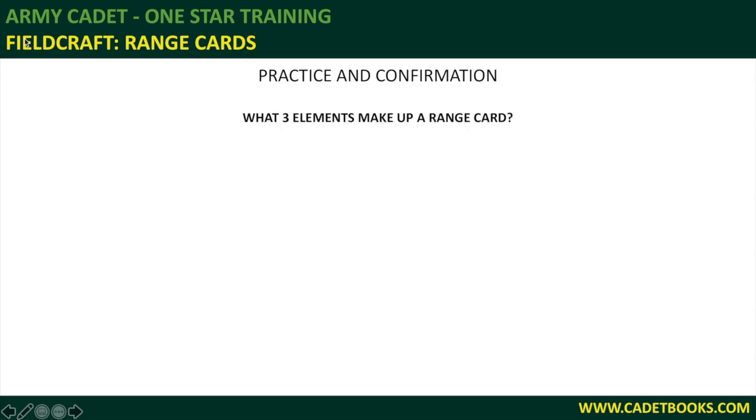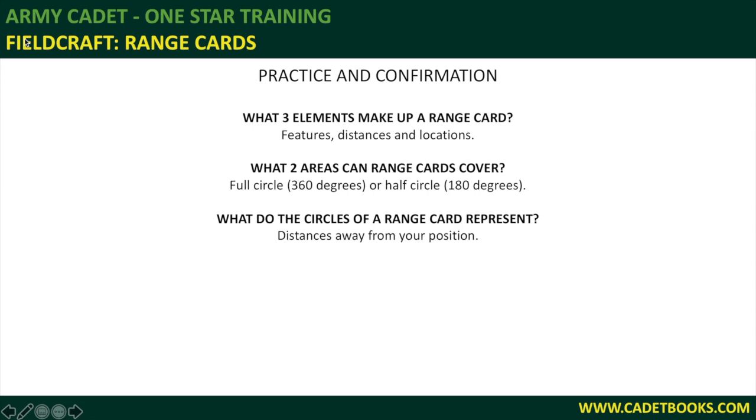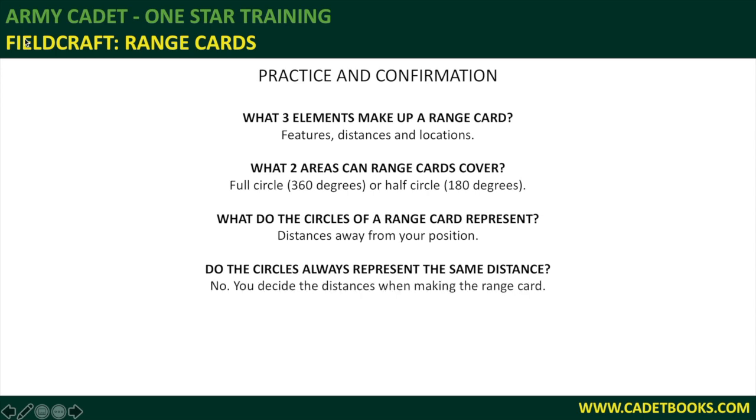Practice and confirmation. What three elements make up a range card? Features, distances and locations. What two areas can range cards cover? Full circle, 360 degrees, or half circle, 180 degrees. What do the circles of a range card represent? Distances away from your position. Do the circles always represent the same distance? No, you decide the distances when making the range card. What is a setting ray? A feature that helps to orientate your range card.